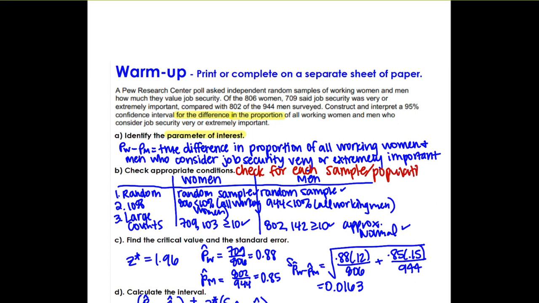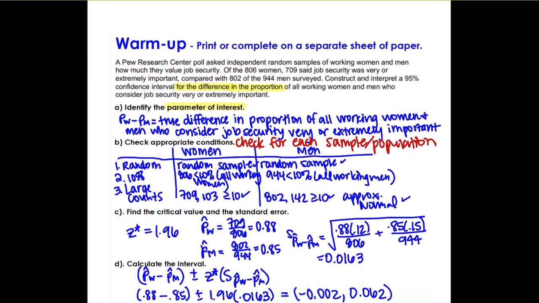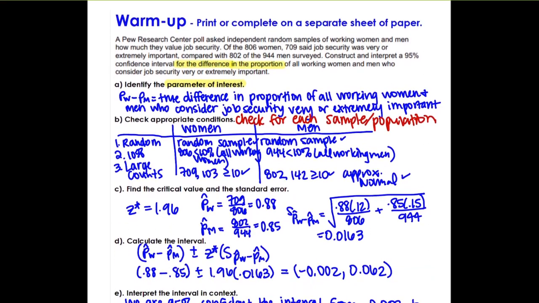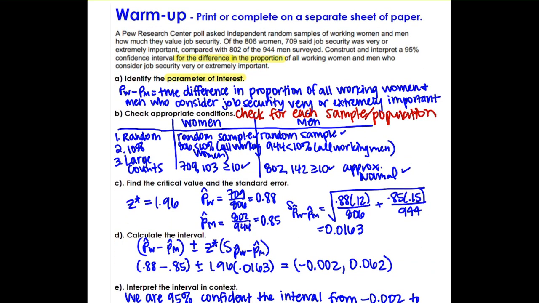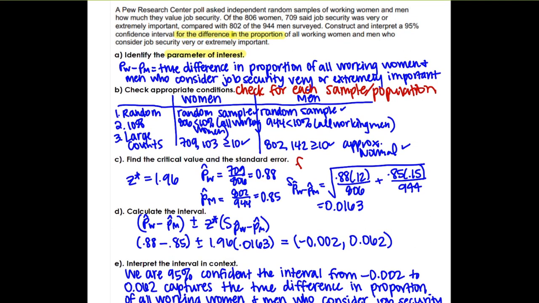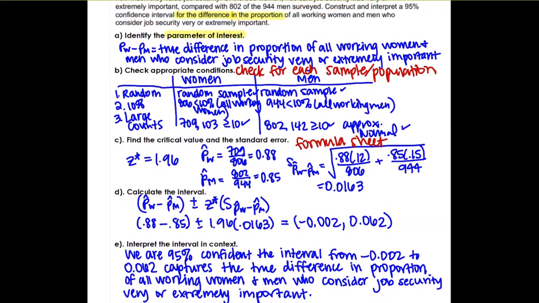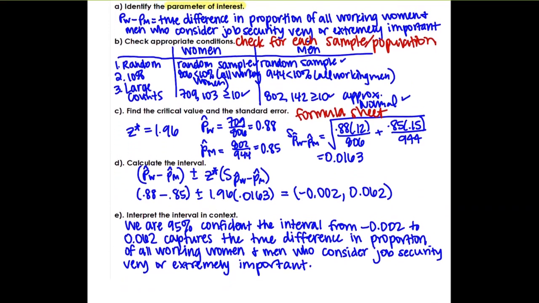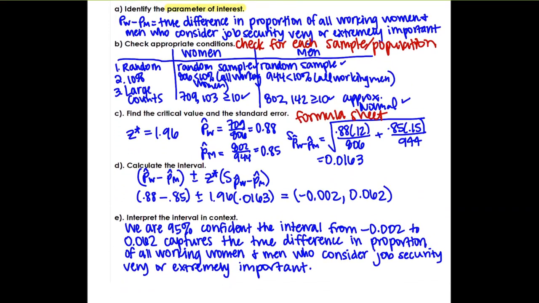Then the critical value and standard error, these formulas are on your formula sheet. Not for critical value, these are just what we do with inverse norm or your table A. And then this one you can get on the formula sheet. No need to memorize it. And then the interval itself is also kind of available on the formula sheet. I'll show you, and then your interpretation.